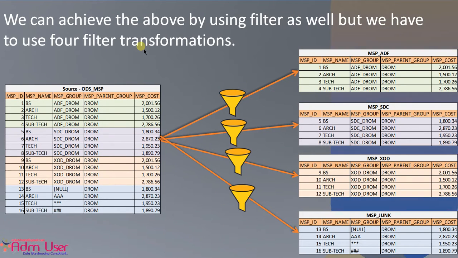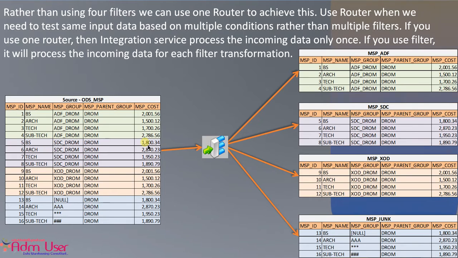So we can achieve the above scenario by using the filter as well, right? We can use 4 filter conditions to load the target tables. Based on each, we have to add one more filter condition: filter, second filter, third filter, and the fourth filter. But rather than using the 4 filters, we can use one router transformation and add multiple filter conditions here, to divide the data to the multiple target tables.